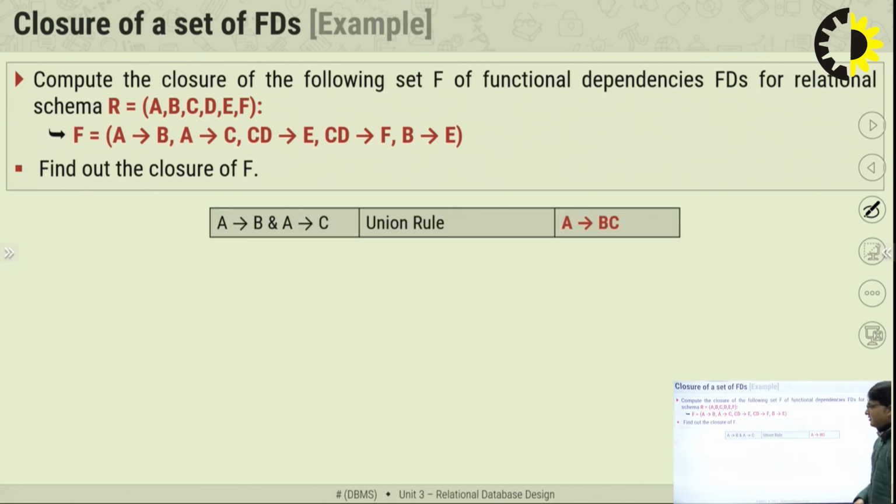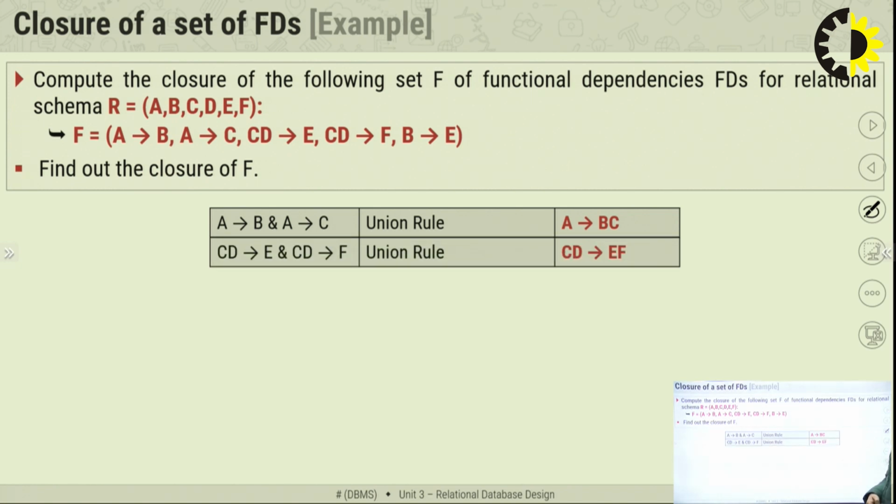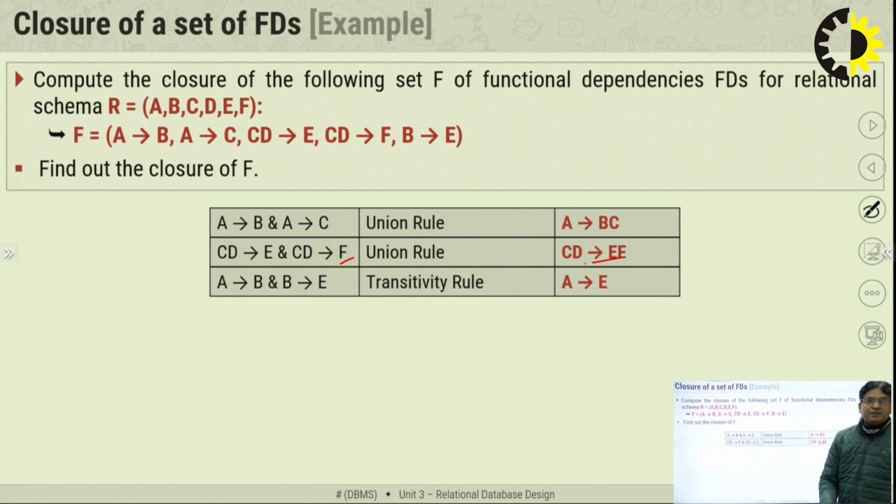So let us see. First, A determines B and A determines C, then using the union rule we can say that A determines BC. Second, CD determines E and CD determines F, then we can say that CD determines EF. Which rule? Again we are using the union rule. Next is A determines B and B determines E, then we can say that A determines E, that is using the transitive rule.